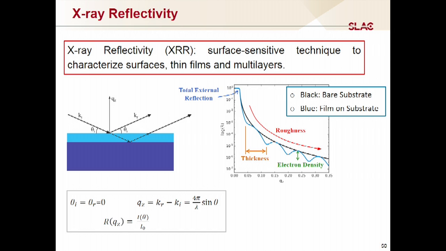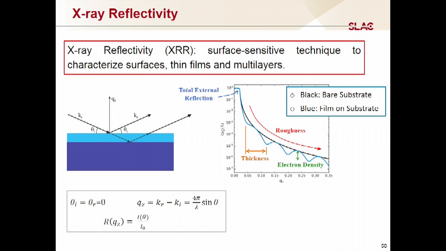So if you're at very low angle, you actually get total reflection. Then you'll hit the critical angle, at which point it starts to fall off. So the critical angle is the angle below which you get total reflection. Above that, you don't get total reflection and the intensity starts to fall. If you have a very rough sample, this fall off happens much more quickly.